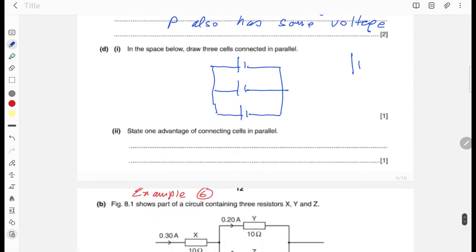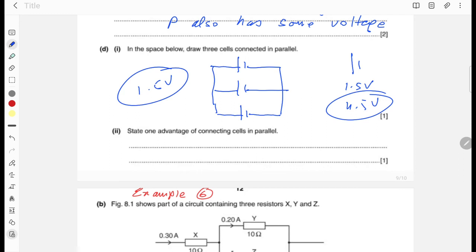One advantage of connecting cells in parallel. Remember, in devices or appliances, we have cells in series, not in parallel. But is there any advantage of putting these cells in parallel? Suppose the voltage in each cell is 1.5 volt. If you connect 3 cells in series, you will get 4.5 volt. But if you connect 3 cells in parallel, your output voltage is 1.5 volt.